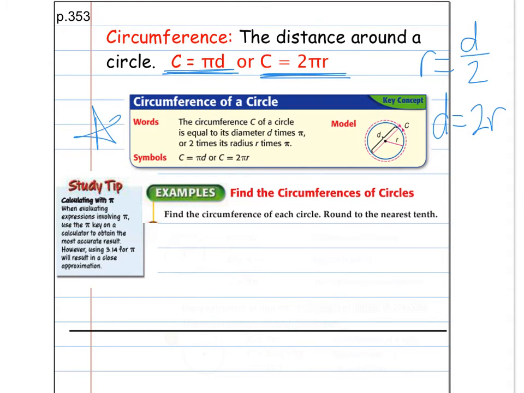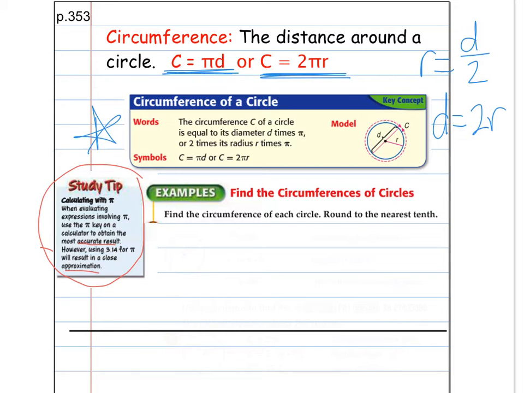Probably some good information to have down, circumference of a circle, and the relationship between diameter and radius. And then let's give some a try. A study tip: sometimes you're going to be asked to round to the nearest tenth. If you use pi, you're going to have to do that at the end. If you use 3.14, that'll result in a close approximation, but pi will give you a more accurate answer, and then you'll round.